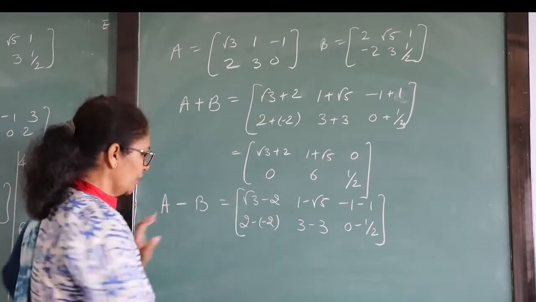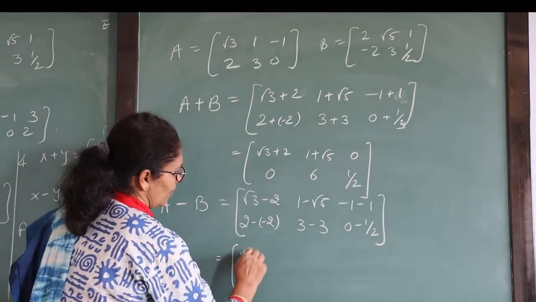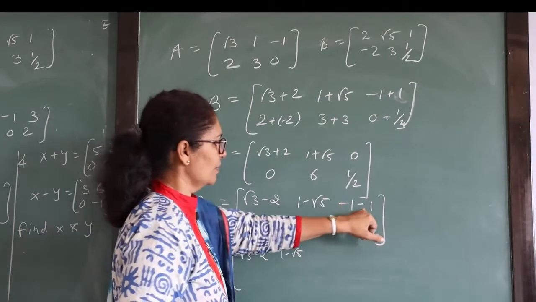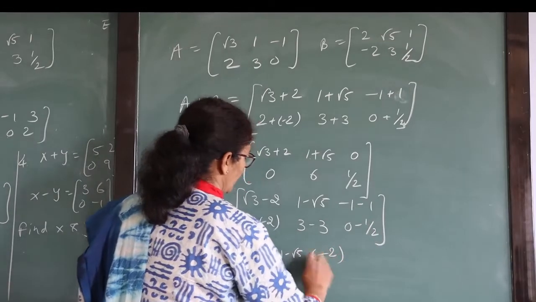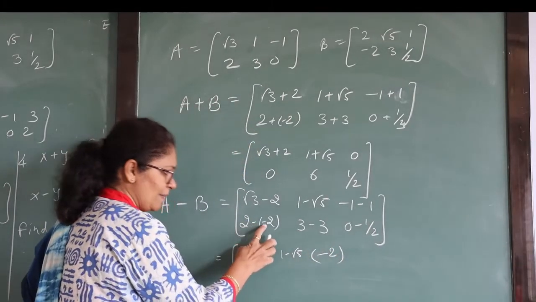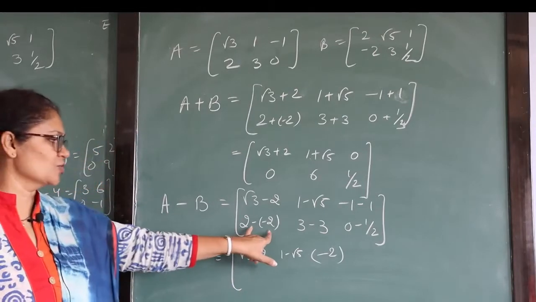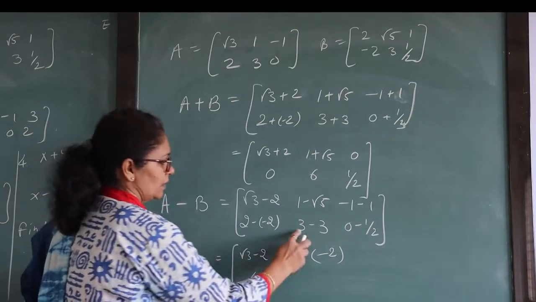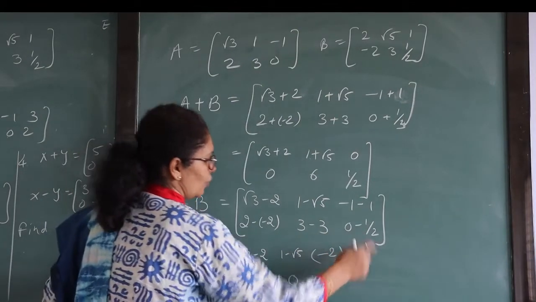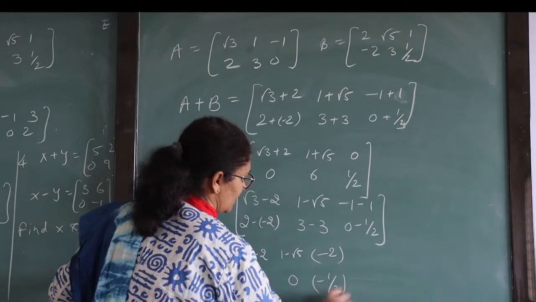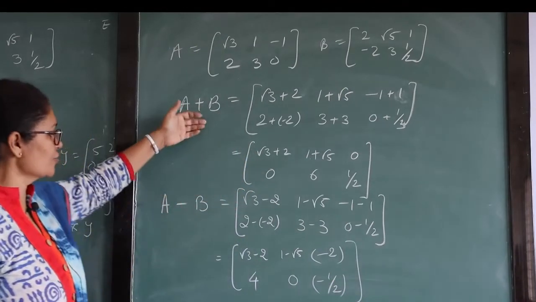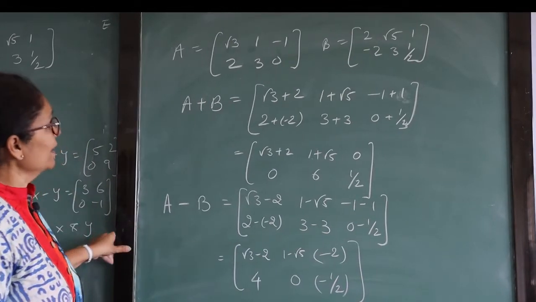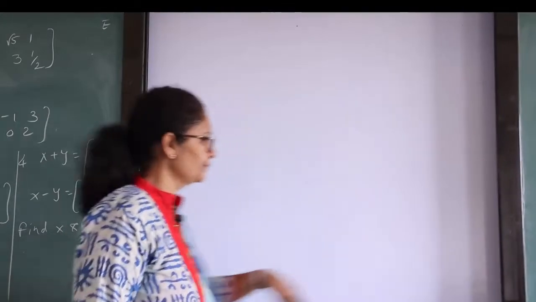Now the first two you have to keep as they are. So root 3 minus 2 as it is, 1 minus root 5 as it is. Now minus 1 minus 1. Then 2 minus minus 2: minus and minus, two minus signs with multiplication, so minus minus makes plus. So 2 plus 2 will be 4. 3 minus 3 will be 0 and 0 minus half will be minus half. So our rectangular matrix addition and rectangular matrix subtraction is over. Now let's take another example.